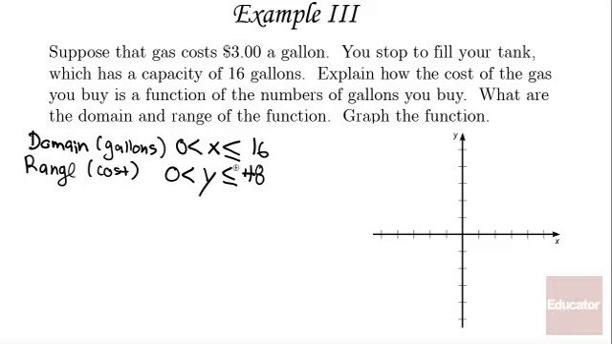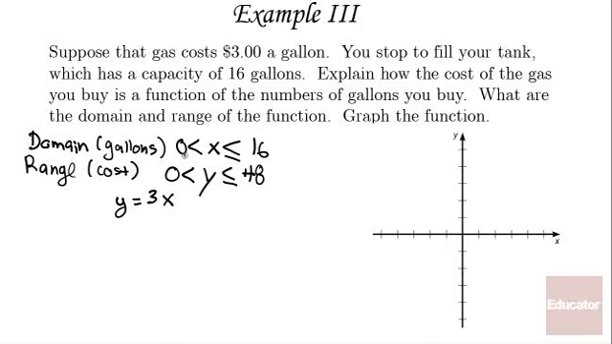It's also asking me to explain how the cost of the gas that I buy is a function of the number of gallons that I buy. Okay. Well, there's a relationship between this first set, the domain, and the range. And the relationship is that the value of the range is going to be 3 times the x value. So y is going to be equal to 3x. That equation describes this function. y equals $3 times the gallons of gas. And what I'm going to come out with is for every x value, I only have one y value.